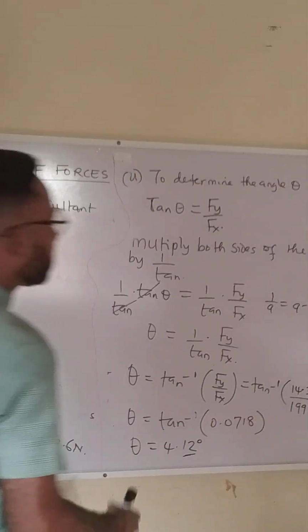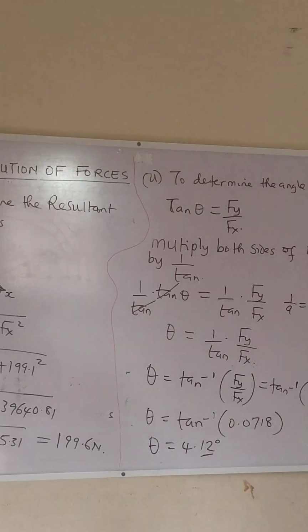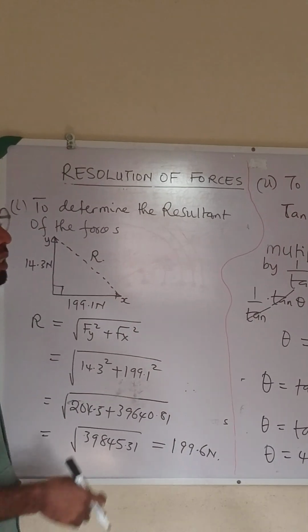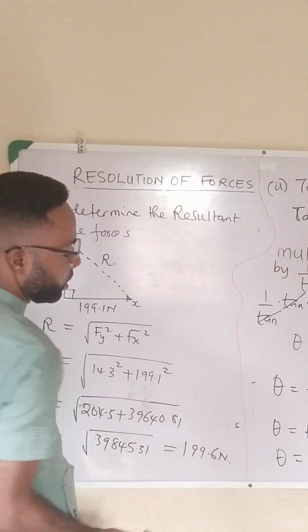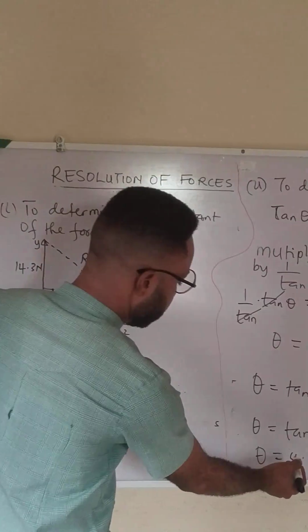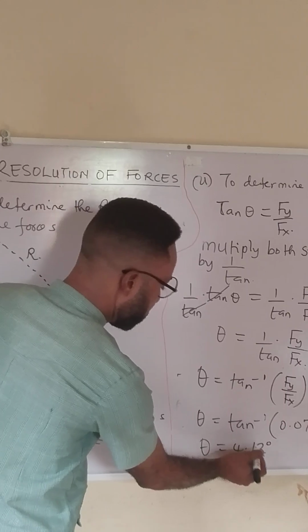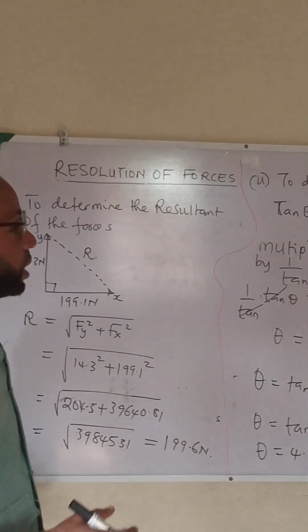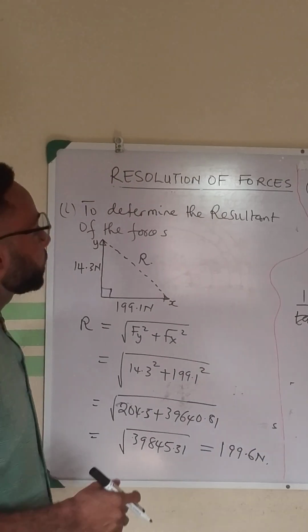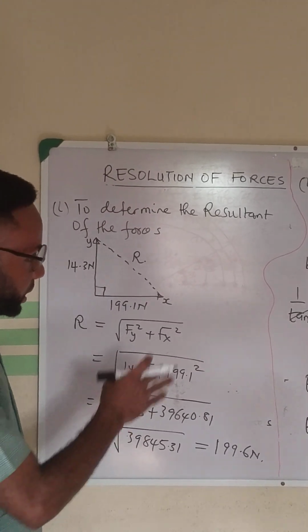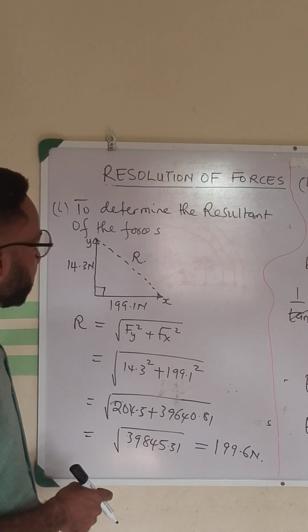degrees. So what this implies is we've been able to determine the resultant of the forces to be 199.6 Newton, and the angle is 4.12 degrees. So basically this is how to resolve forces, take resolution of forces to determine the resultant and the angle.